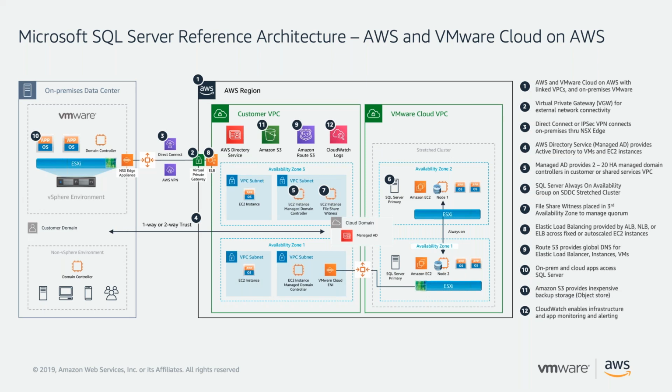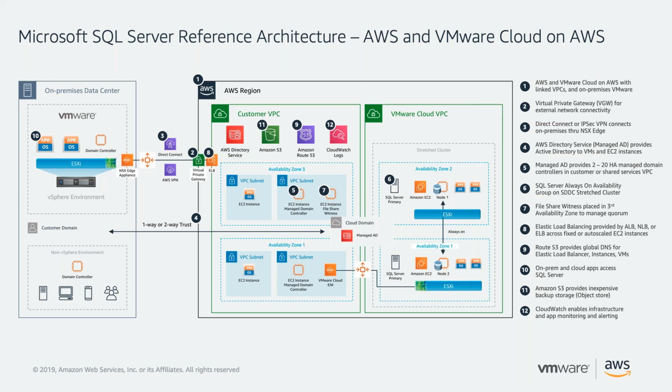Moving on to component number 4, once we have all of our connectivity set up, we do a 1- or 2-way trust between our on-prem environment to the cloud managed directory running and managed by AWS. Moving on to 5, we can also have an EC2 instance running domain controller, and that can have a trust to on-premise or not, or leverage our cloud native managed AD.